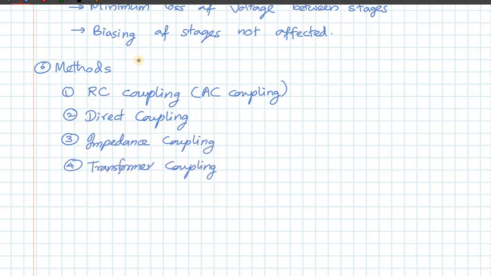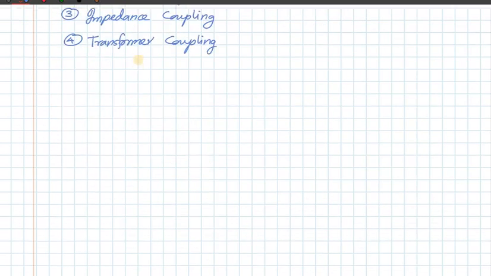transformer coupling. These last two methods, though we include them for the completeness of the note, are used mainly for high frequency applications, and we are not going to talk too much about these two, but we will introduce what they are. But the first two are important, the RC coupling and direct coupling. Okay, so let's look at each of these.